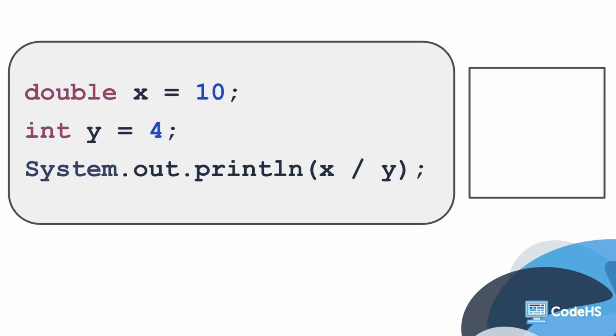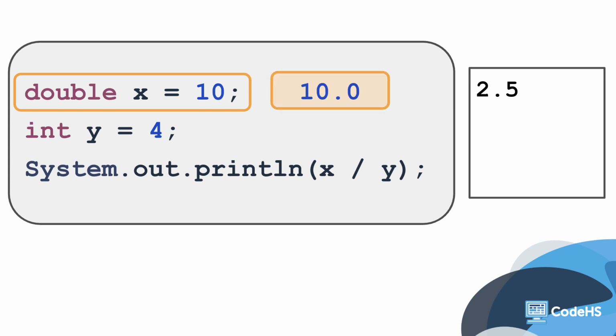Let's look at another example to highlight how double division works. Here there are two variables, double x is 10 and int y is 4. When the program is run, the double 2.5 is printed. Even though the variable x is initialized to an integer value of 10, because the data type is a double, Java automatically converts it to a decimal value of 10.0. This is what enables the x divided by y to result in a double value.